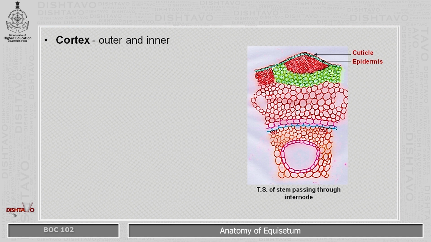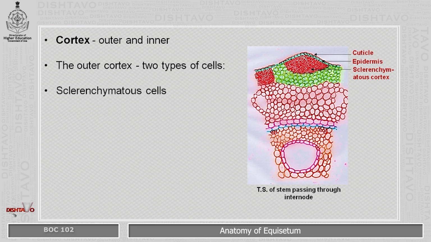The outer cortex is differentiated into two types of cells: sclerenchymatous cells, which are thick-walled cells and give mechanical support to the stem and are subepidermal in position. Below the ridges, they are present in large and heavy groups. Chlorenchymatous cells are present lateral to and below the sclerenchyma and contain a large number of chloroplasts in their cells, and it is the assimilatory region of the stem.